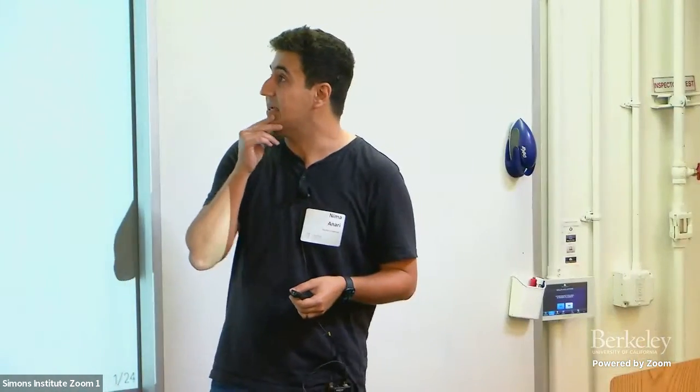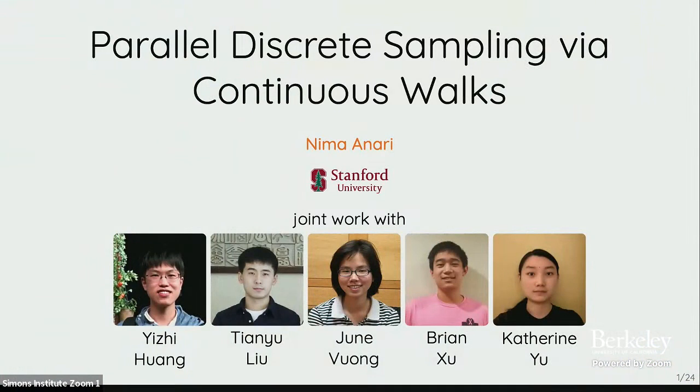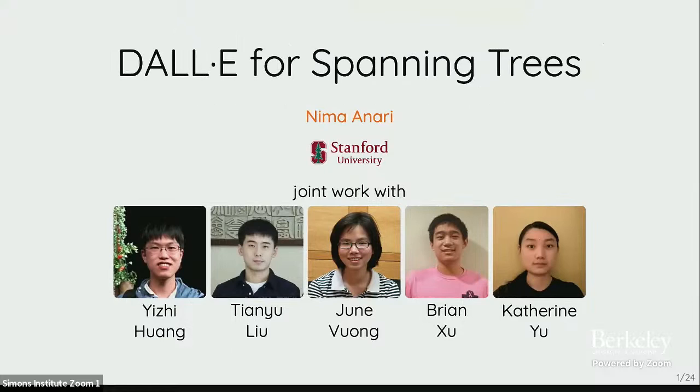Happy to be here. So the title of this talk is, as you can see, Parallel Discrete Sampling via Continuous Walks. This is joint work with Yizhi, Tianyu, June, Brian, and Katherine. If the title seems vague to you, this is the title that seems easier to remember: Dolly for spanning trees. So let me explain a little bit.